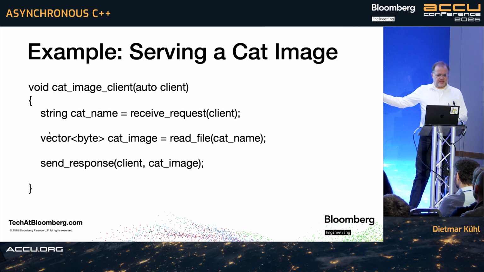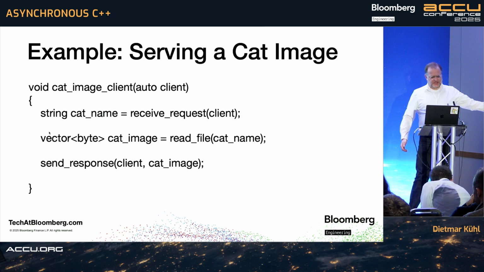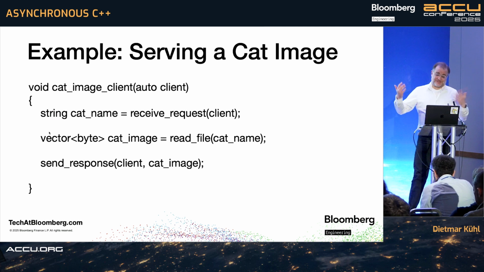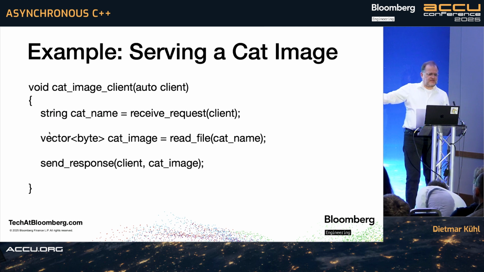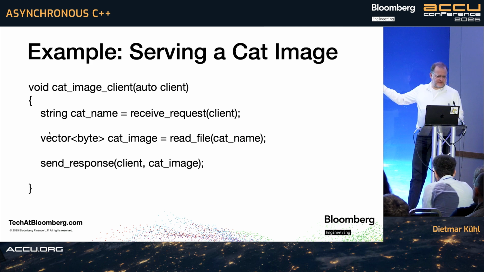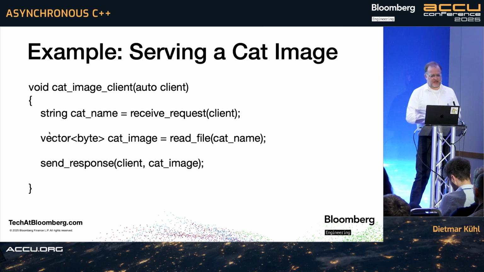So this is an entirely synchronous sequential implementation of getting a cat image, right? We have a client, we somehow receive a request from the client to say, give me this particular image, or give me that resource, or do this computation, right? It's not just cat images, it's all kind of other things, whatever you want. Then we basically obtain the resource which is requested. In this case, we read a file from a name and we somehow get that result, and then we send that result back to the client.